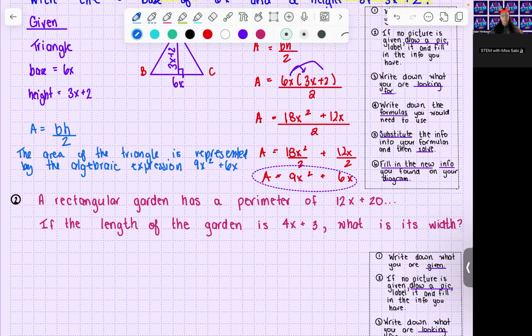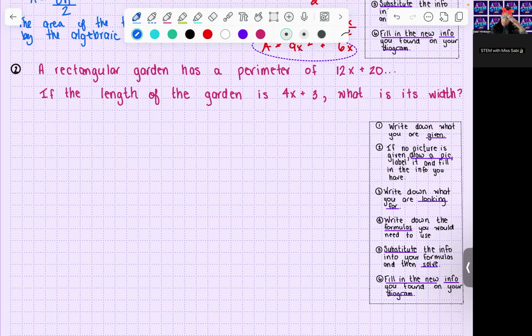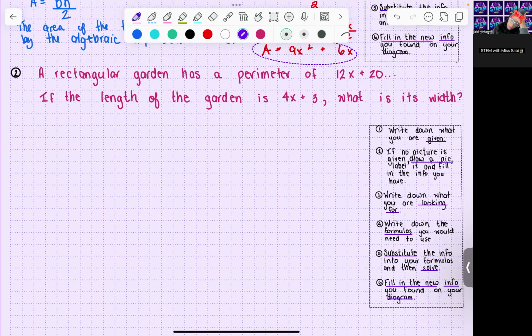So here's the second problem. A rectangular garden has a perimeter of 12x plus 20. If the length of the garden is 4x plus 3, what is its width? Okay, so not sure how to solve this one yet, but I am going to write down what I'm given and draw a picture to make sense of it.